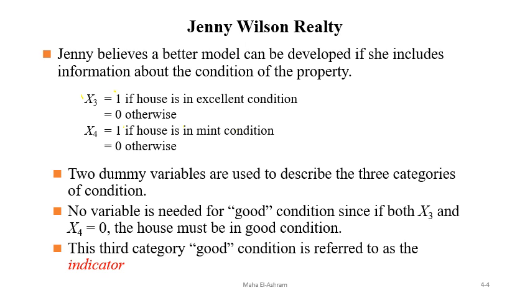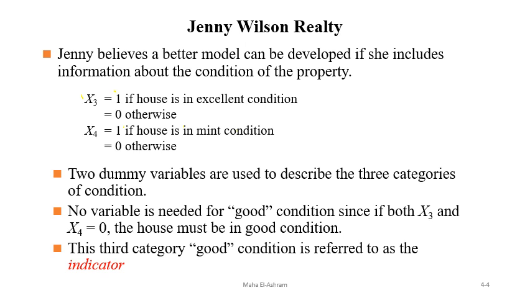Why is it called an indicator? Because this category of the condition will be the category to which we're going to be referring the values of the coefficients of x3 and x4. Now, in a moment, this will be clarified a bit, but let's start with what is the rule of adding dummy variables to a multiple regression model.